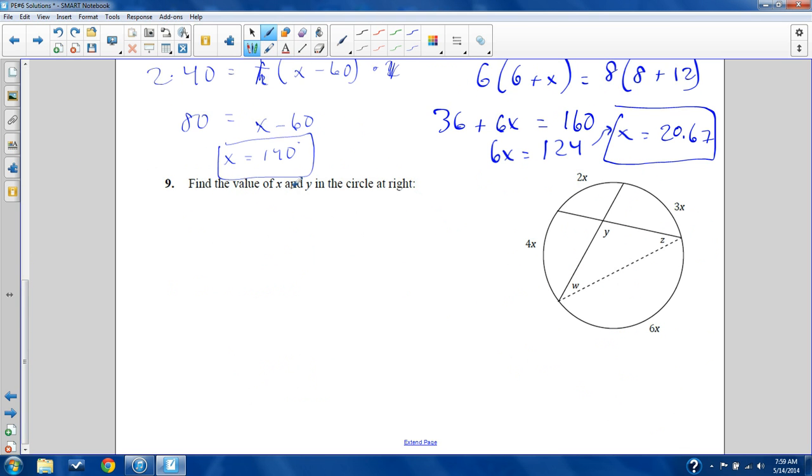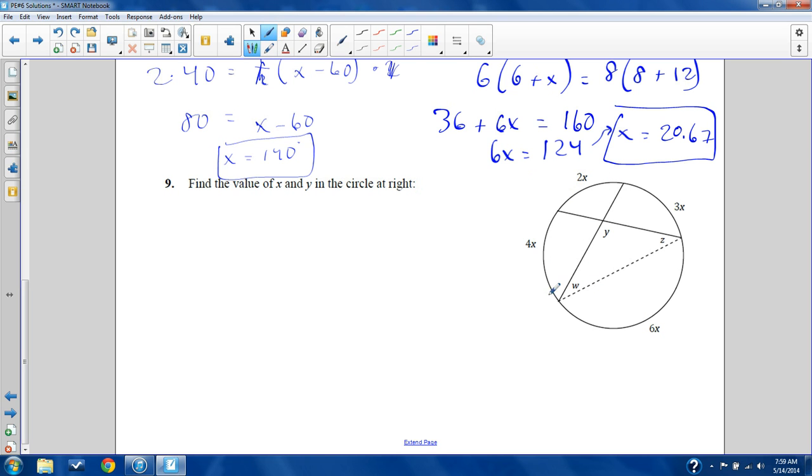Find the value of x and y in the circle at right. Now it's funny that they didn't ask you to solve for w and z. However, you might want to choose to solve for w and z as you do this problem, and I'll do the two different ways you can solve this problem. The first way is the way that you see on the answer sheet here. Well, you have to do this first. You have to solve for x first. It's the only information you can really get out of this.